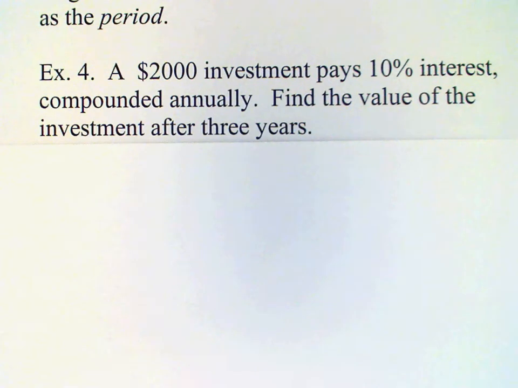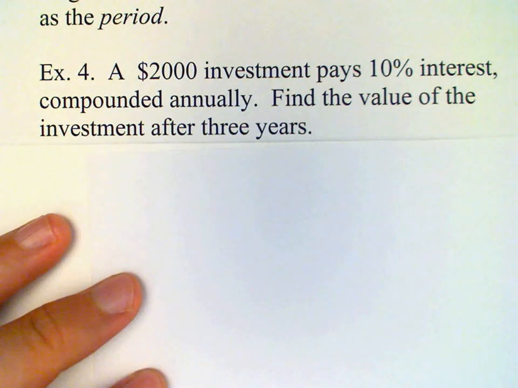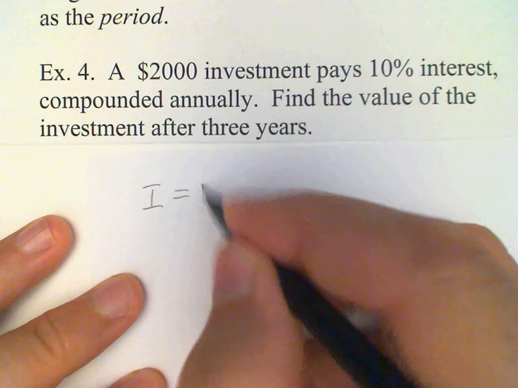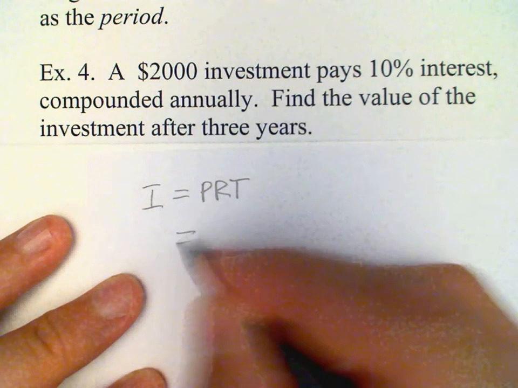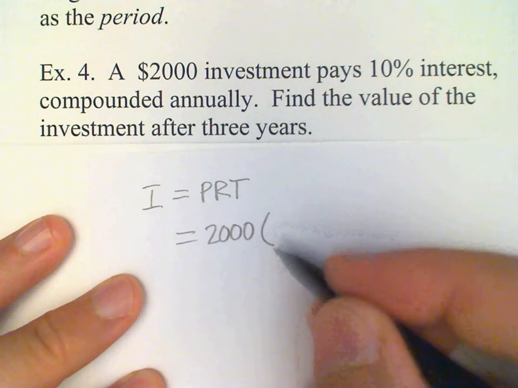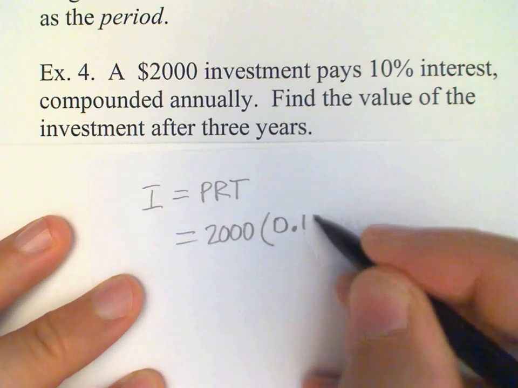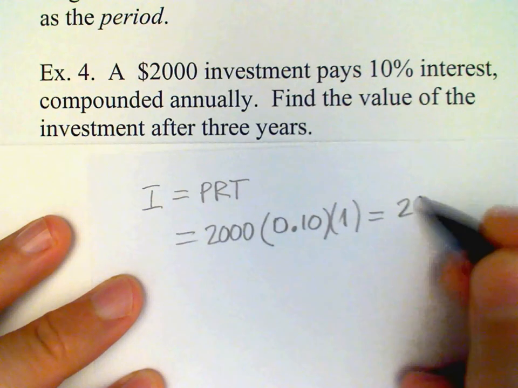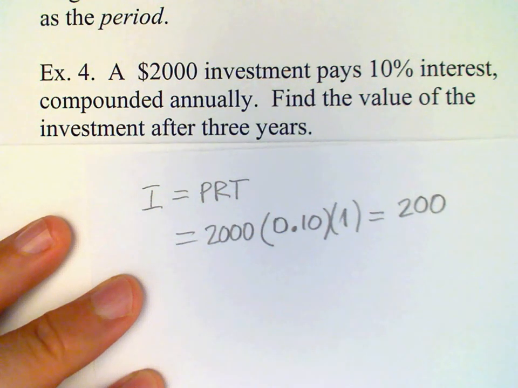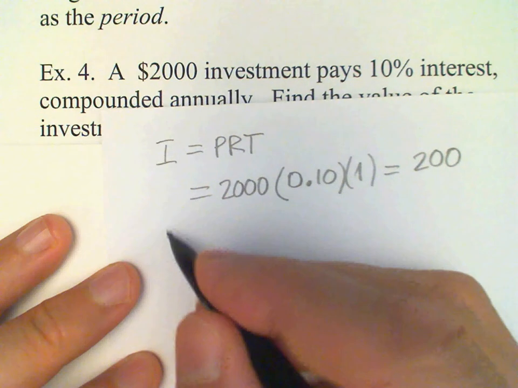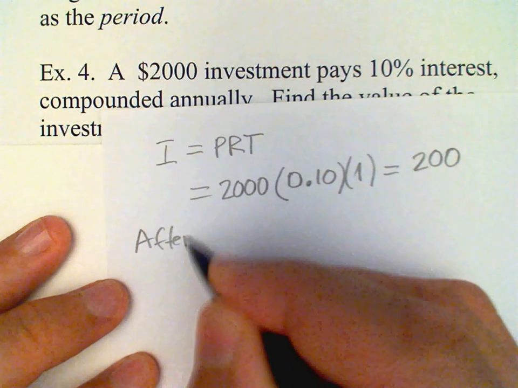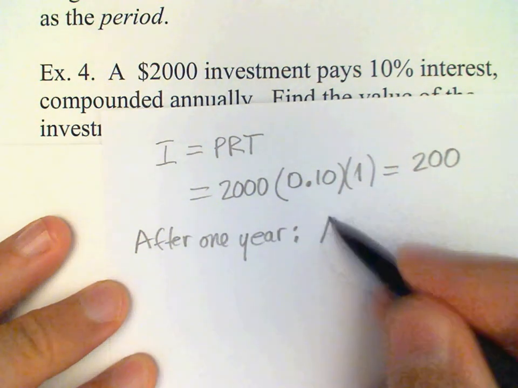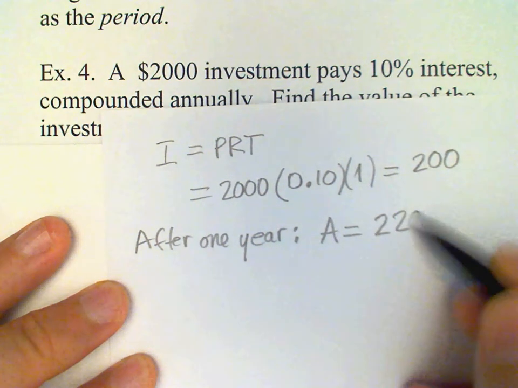Okay, so at the end of 1 year, this investment has earned some interest. How much interest? Okay, so we have I is equal to PRT, so this is 2,000. The rate is 10%. Convert that to a decimal, 0.10, and the time is 1 year. So the interest earned in 1 year is $200. Okay, so we add that into our principal, and we find that after 1 year, the investment is worth $2,200.